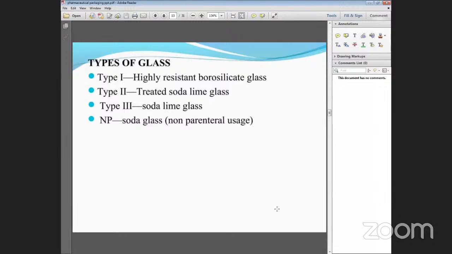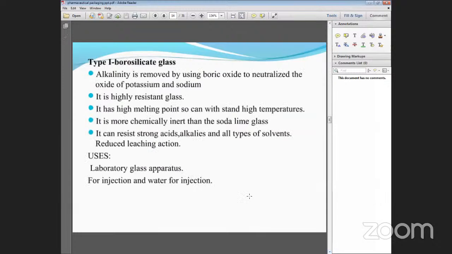NP means non-parenteral usage. They cannot be used to store parenteral products, that means ophthalmic eye drops, eye preparations, as well as injectables, the drugs or medicines that are given in injection form. They cannot be stored in this NP or non-parenteral type, so they are prepared with soda glass only. So these are the types of glasses.